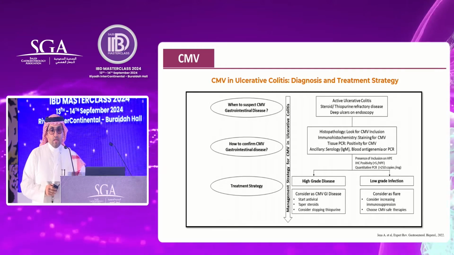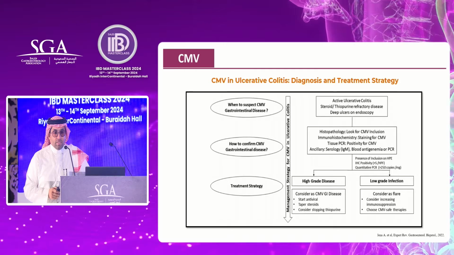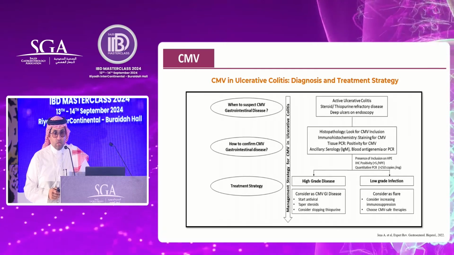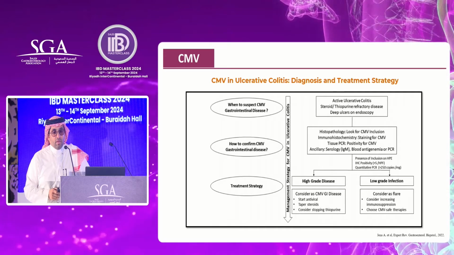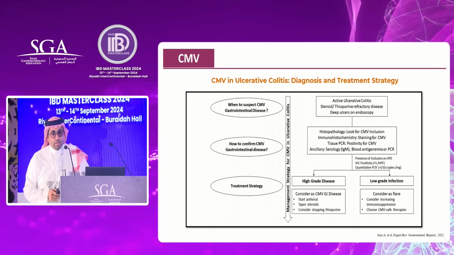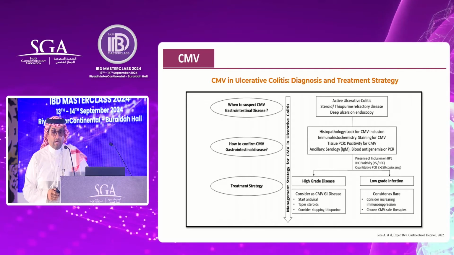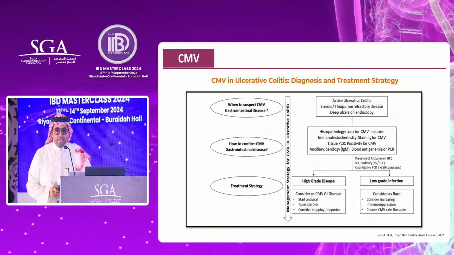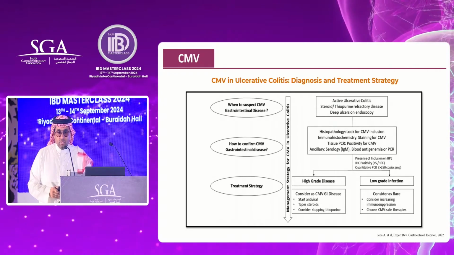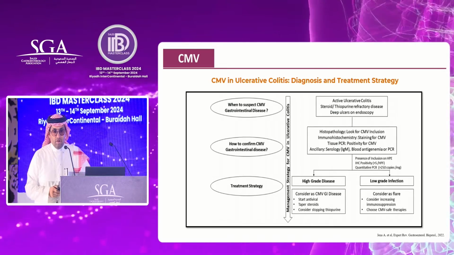immunohistochemistry inclusion bodies. Those with more than 5 inclusion bodies are considered high-grade disease. So we consider CMV treatment and start antiviral therapy, taper the steroid, and consider stopping the thiopurine, but the anti-TNF is safe. Those patients with low-grade infection, that means you will treat the disease activity rather than the virus.